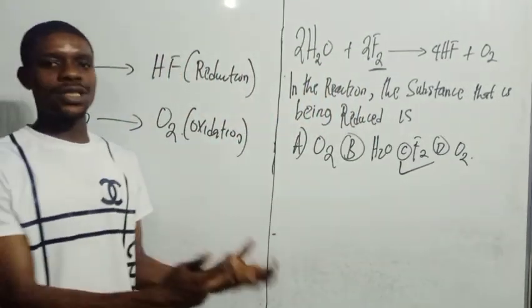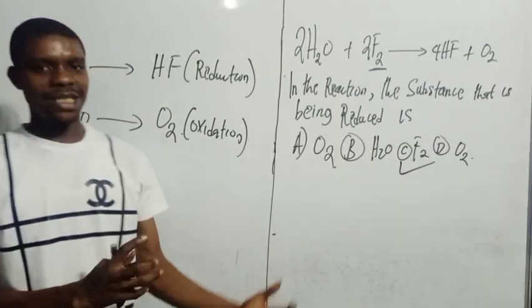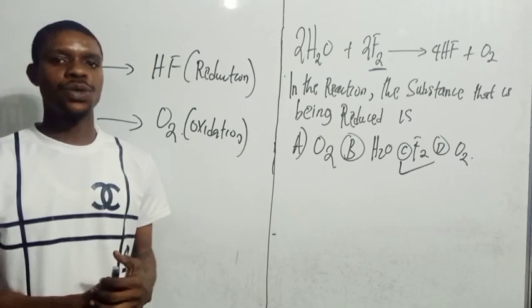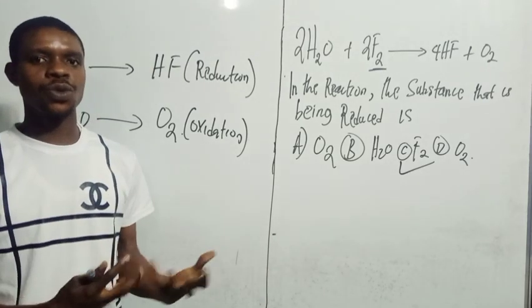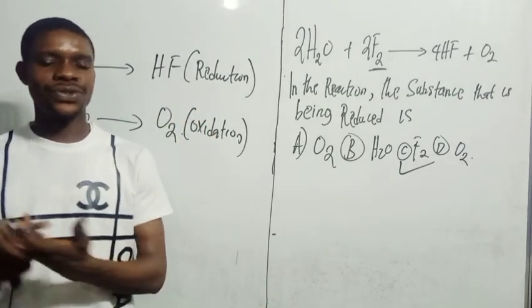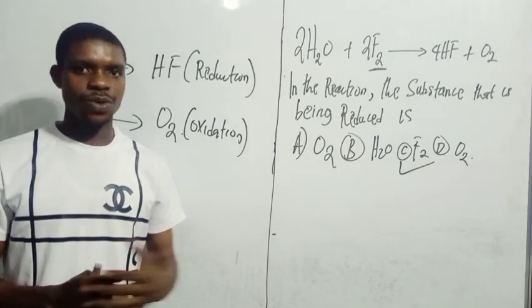So when selecting the oxidizing and reducing agent, split the reaction using the definitions, then pick the one that undergoes oxidation and the one that undergoes reduction. The one that is being reduced is the oxidizing agent, and the one that is being oxidized is the reducing agent.